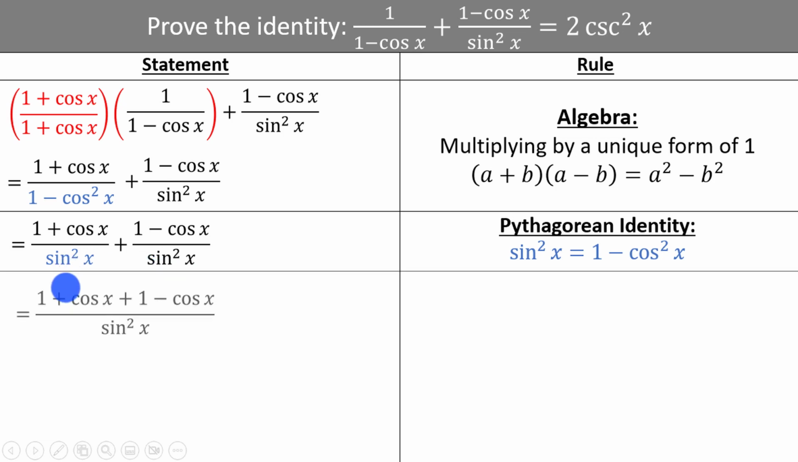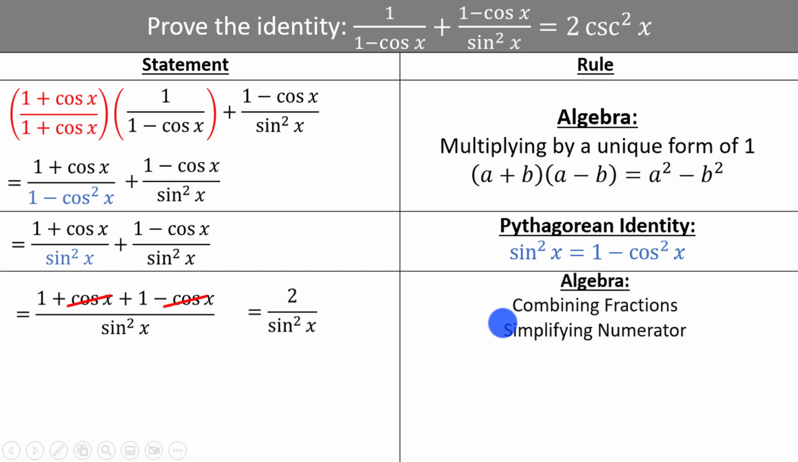If we combine the fractions, we will have 1 plus cosine of x plus 1 minus cosine of x divided by sine squared of x. We have a positive cosine of x and a negative cosine of x, which will cancel each other out. We will be left with just 2 over sine squared of x. We justify this with combining the fractions and simplifying the numerator, both related to algebra.